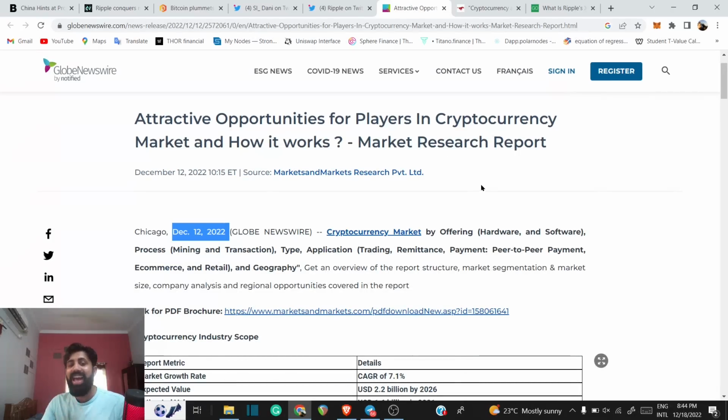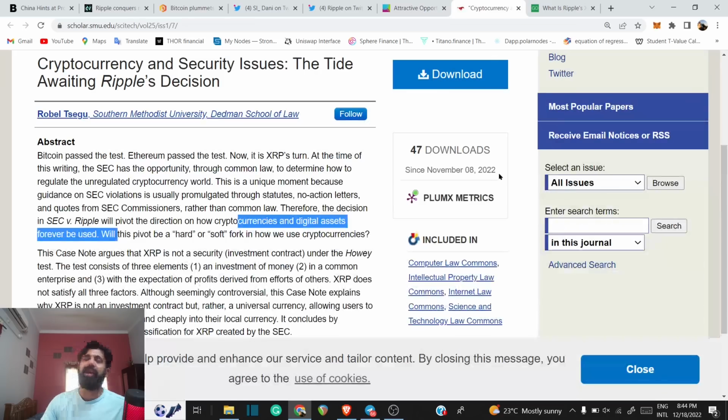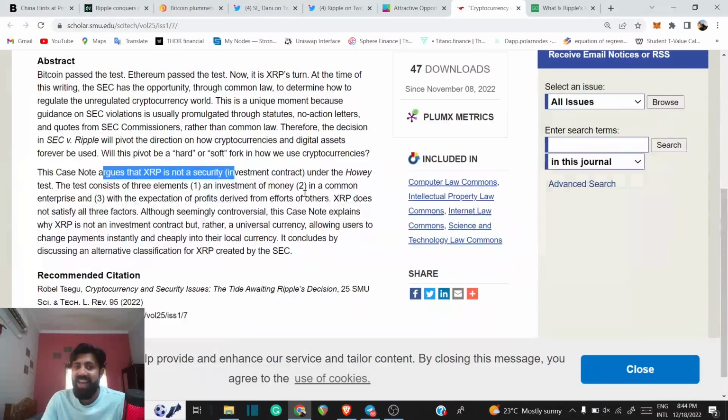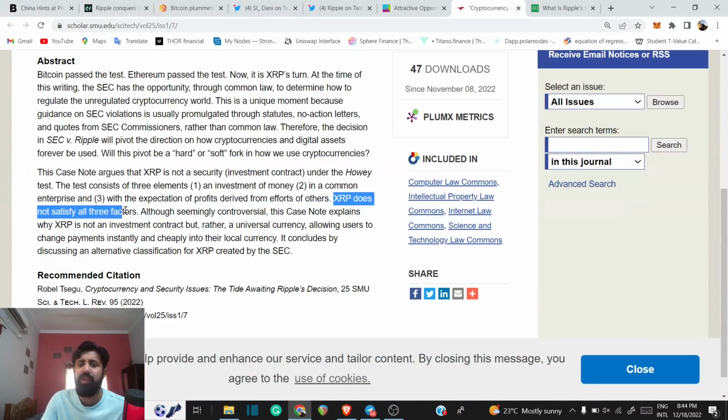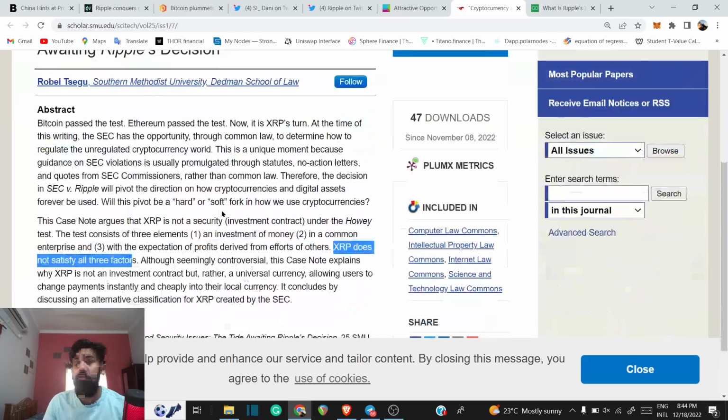And this is happening at a time when the world is focusing on opportunities inside this asset class, for payments especially. And then you see people coming out and putting all those bullshit claims in the market saying this does not work. That's not reality. It does work. This is actually talking about how things work, and XRP does not satisfy all 3 factors. Now understand, you may have a different view, they may have a different view, but this is a research article which is going to be cited in different records.